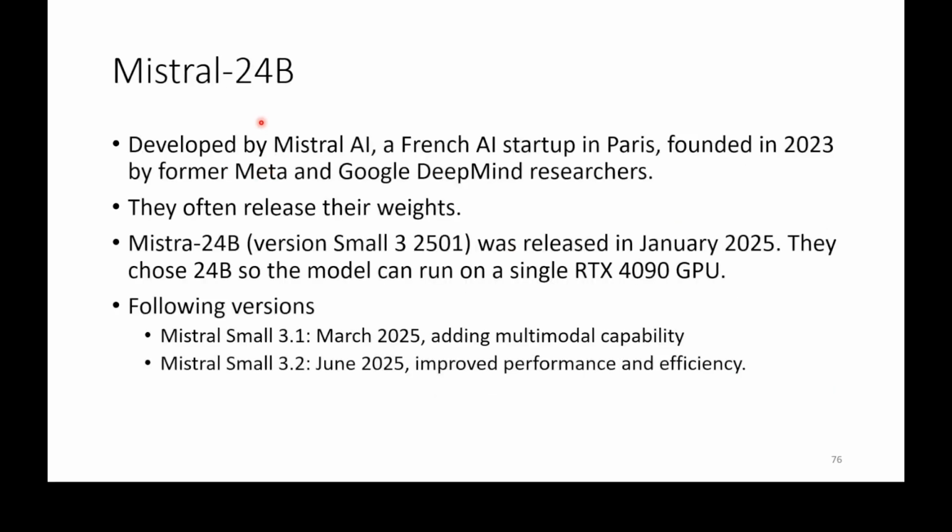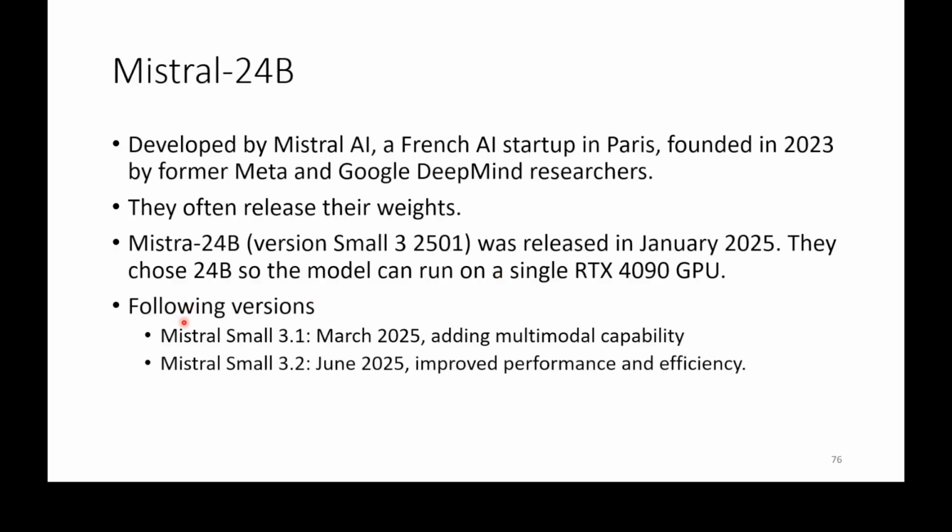And the second part: what is the large language model Mistral 24B? Why do they choose it? It is developed by Mistral AI, a French AI startup founded three years ago by former Meta and Google DeepMind researchers. The company is very open and often releases their weights, which is useful for researchers. This model was released 14 months ago, in January 2025. Why 24 billion? Because the model can run on a single 4090 GPU, since the VRAM size of the 4090 is 24 GB. So they are very friendly.